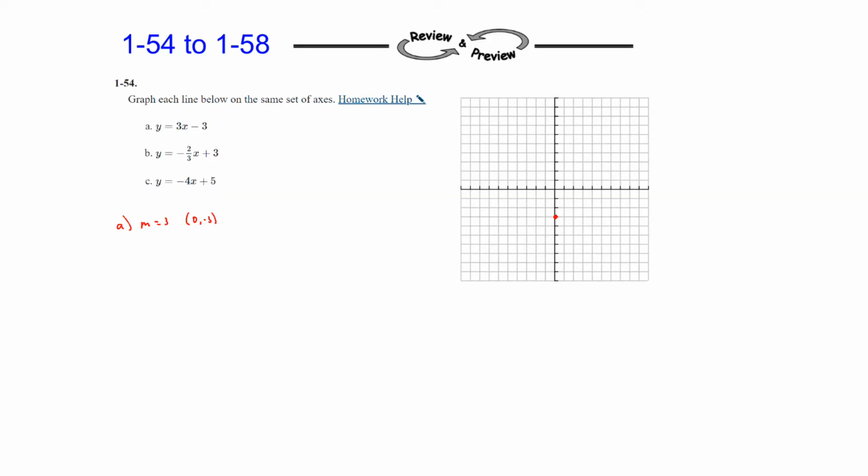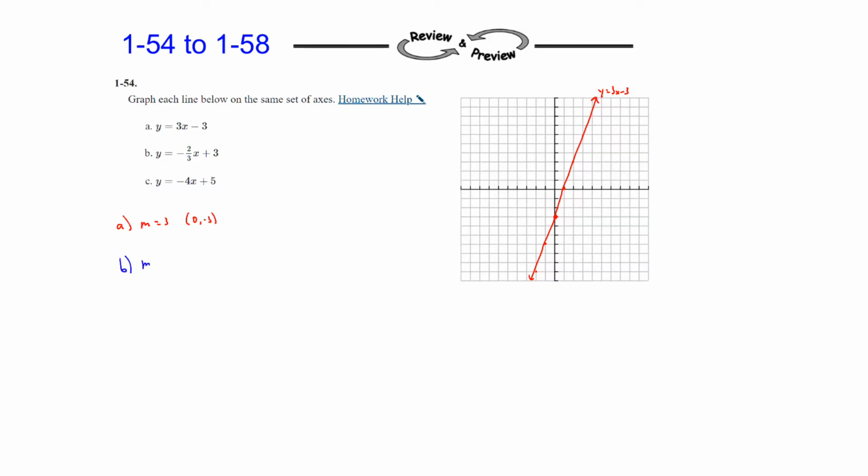So I'm going to plot the y-intercept, and I'm going to go up 3 and to the right 1 a couple of times. And then I'm also going to go down 3 and to the left 1. Still keeps that positive slope. And then we'll draw on the line as straight as I can. And so that represents the line y equals 3x minus 3.